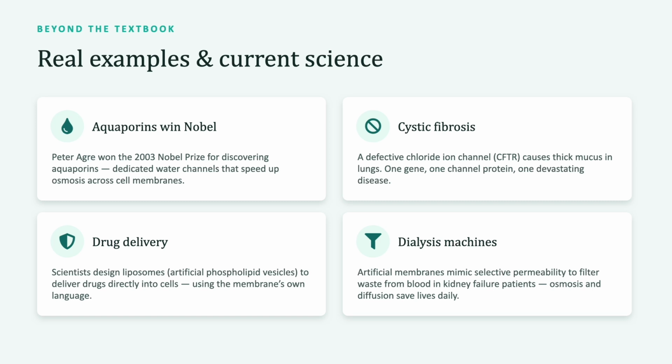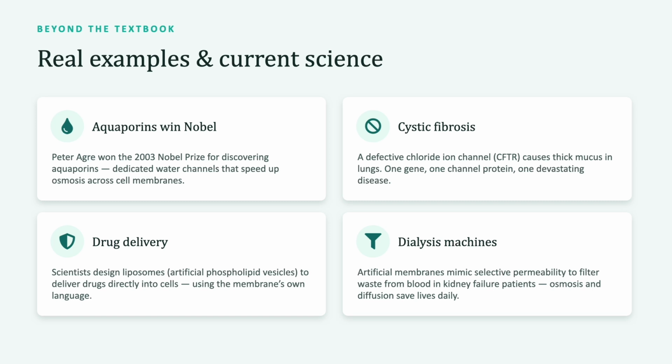Real examples and current science. Let us step outside the textbook because these concepts are at work in real medicine and real Nobel Prizes. Peter Agre won the 2003 Nobel Prize for discovering aquaporins, special protein channels that let water cross membranes far faster than simple diffusion alone. They are the reason osmosis is so efficient in your kidney.